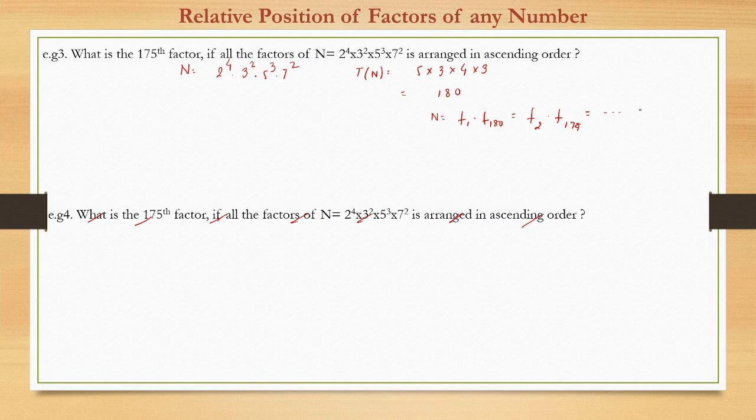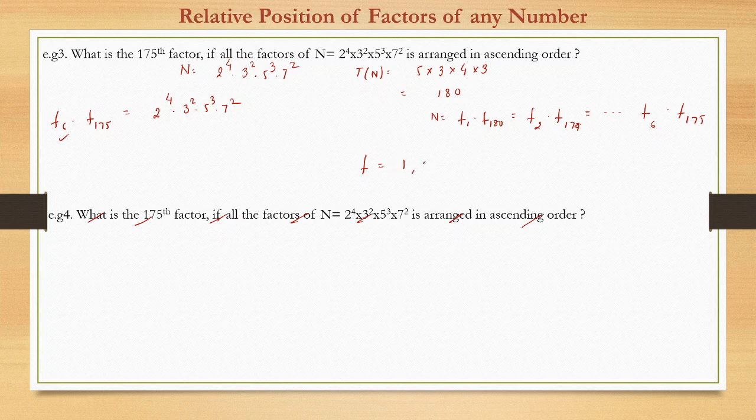So same way we can write f6 into f175, and this will be equal to n. So here we can write f6 into f175 is equal to 2 raised to power 4 into 3 raised to power 2 into 5 raised to power 3 into 7 square. Now our next task is to find this f6. So again, what are the factors, we start from 1?